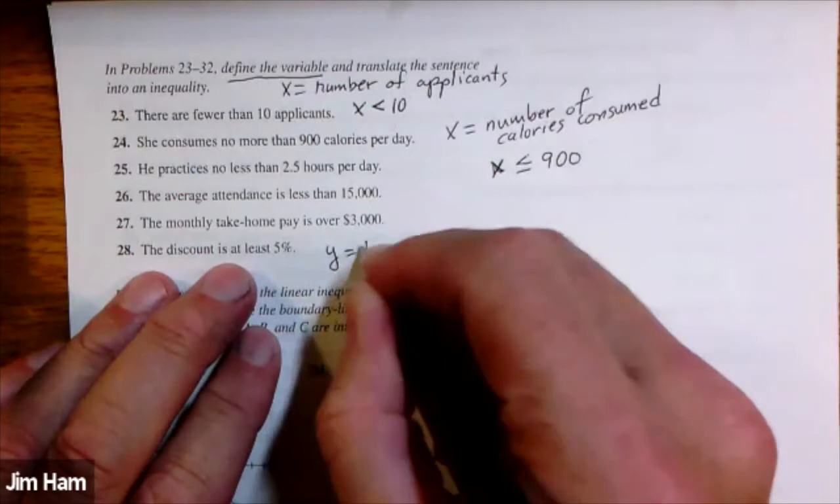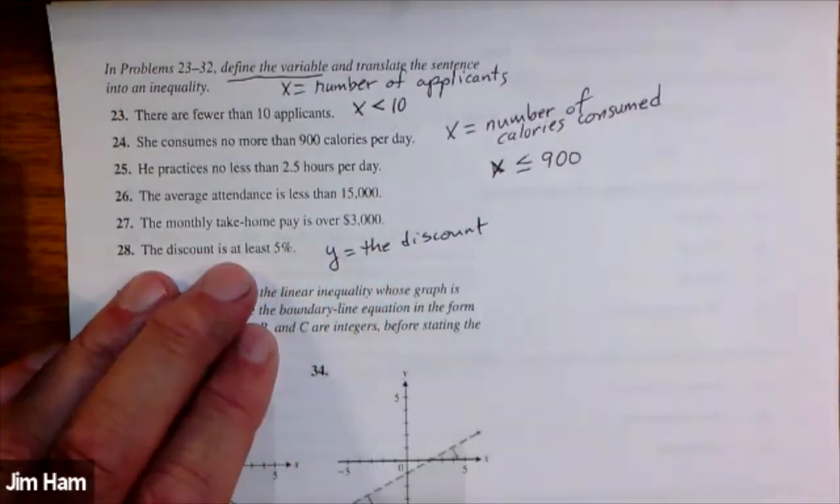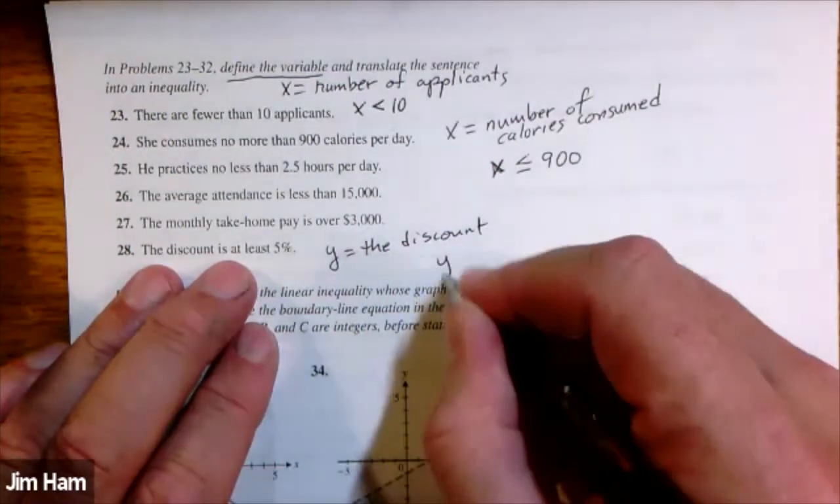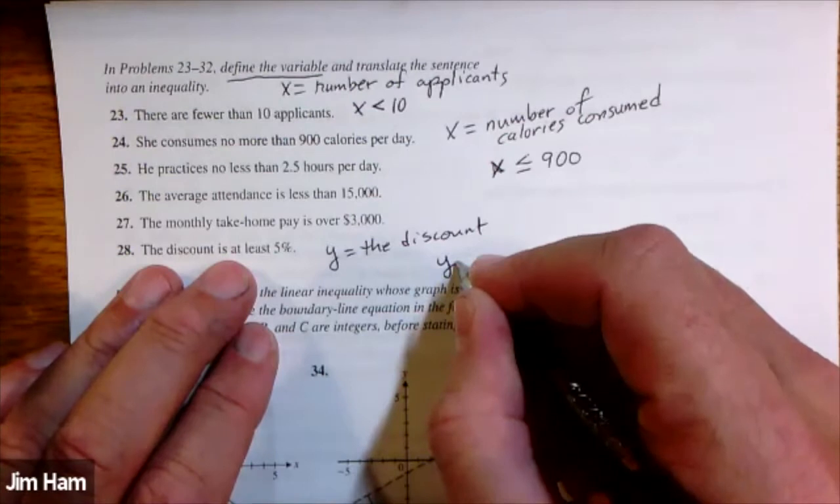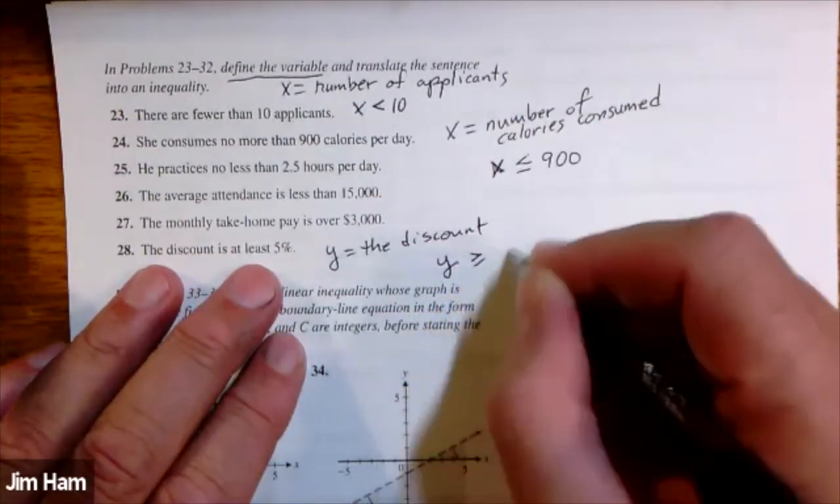Y equals the discount. The discount is at least 5%, so 5% or more. It could be 6%, 30%, 100%. Oh, that'd be nice. The discount y is at least 5%, so y is greater than or equal to 0.05.